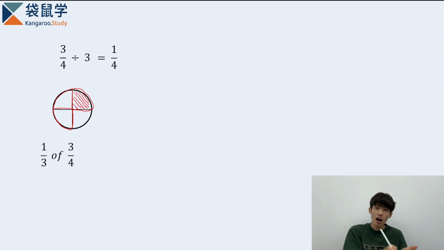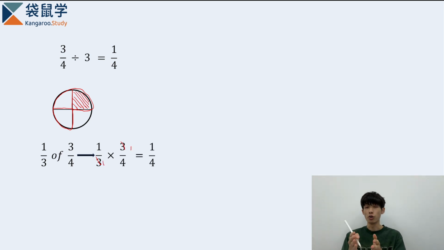For a fraction of a fraction, what calculation should we use? Multiplication. So 1 over 3 times 3 over 4, and after simplifying we also get 1 over 4. Since it gives us the same answer, we can put them together: 3 over 4 divided by 3 should be equivalent to 3 over 4 times 1 over 3.